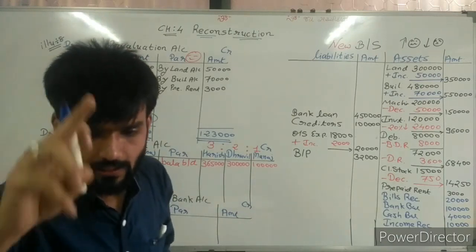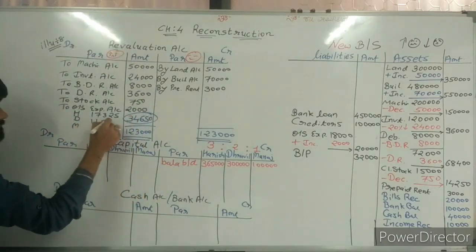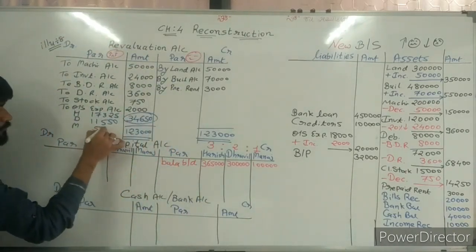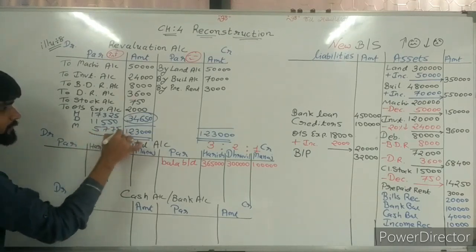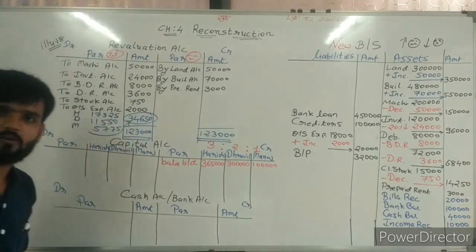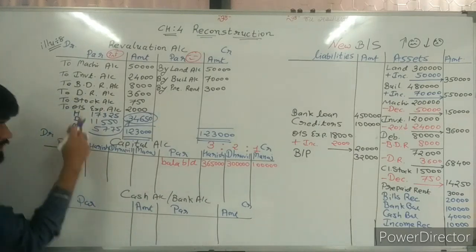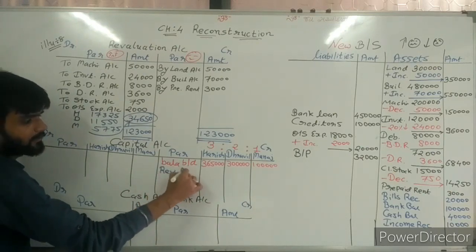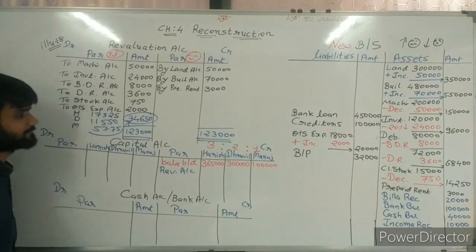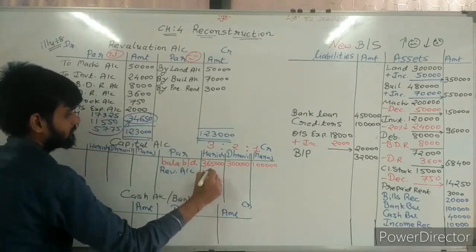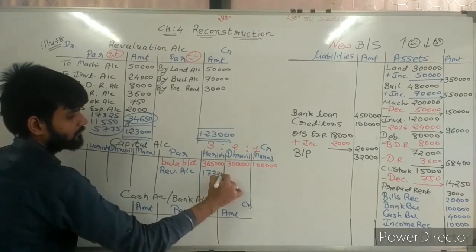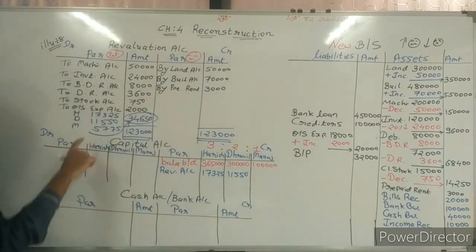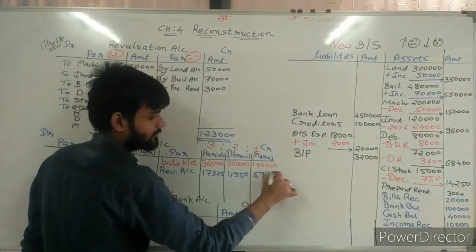So 17,325, second is 11,550 and the third one is 5,775, and the total of all this is 34,650. Now this is distributed among the partners. Here in the revaluation account, the profit shares are 17,325, 11,550 and 5,775.